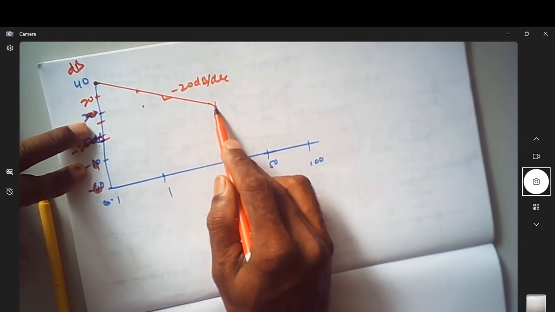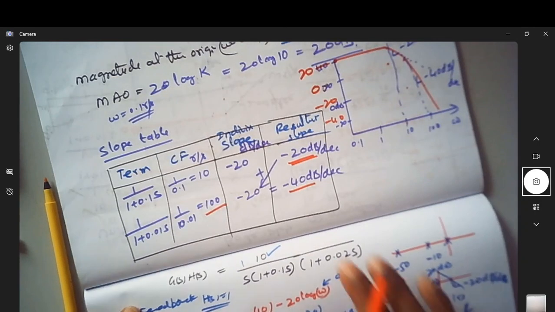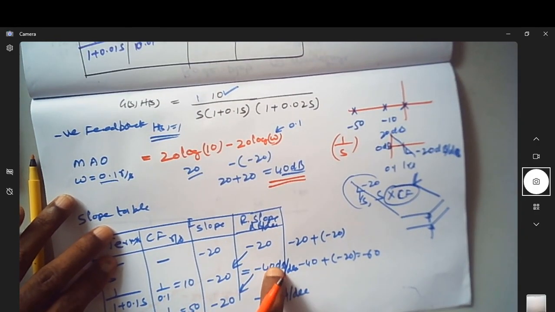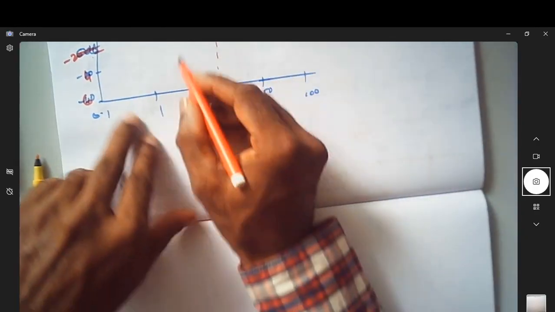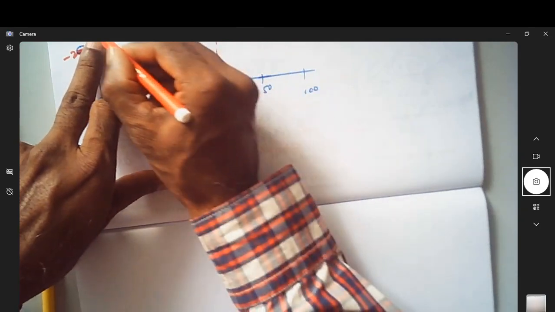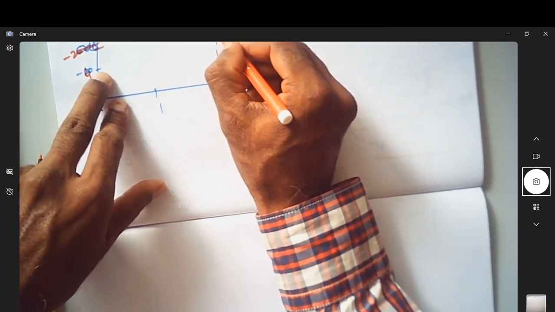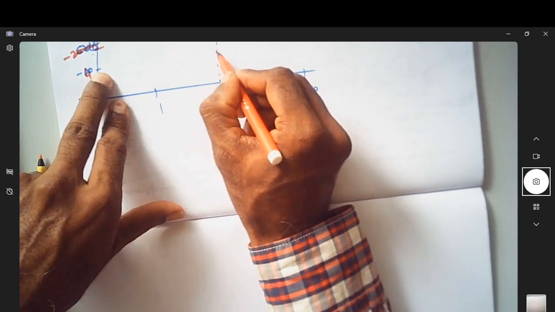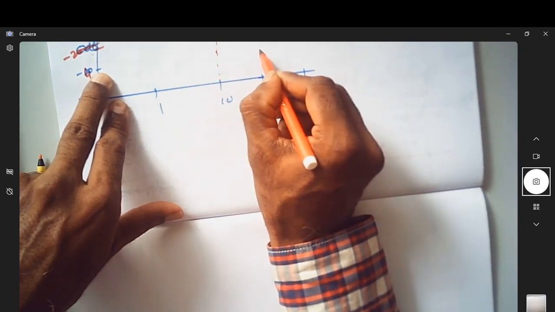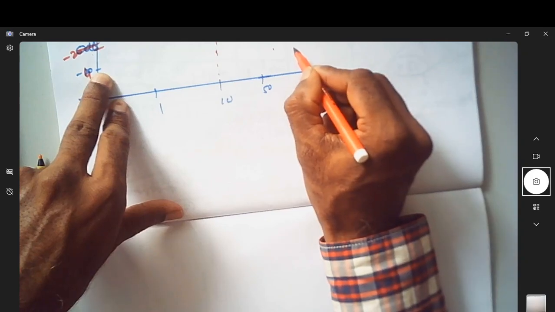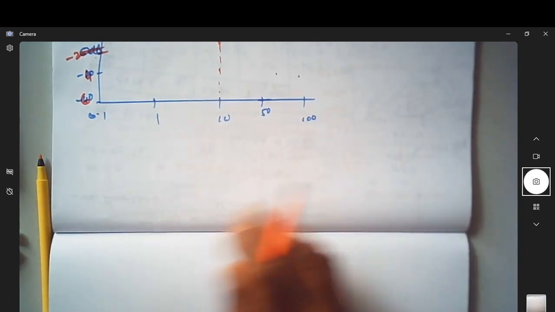So after 10 radian per second, what is the slope? Here, after 10 radian per second, the slope is minus 40 dB. So what I'll do? I'll come down by 40 dB. This is 0, so I have to come down by 40 dB, which means this is minus 40. Go by 1 decade. Assume 1 decade is here. Okay, 1 decade is actually 100 now. Here, this one. So now I have to draw a line.